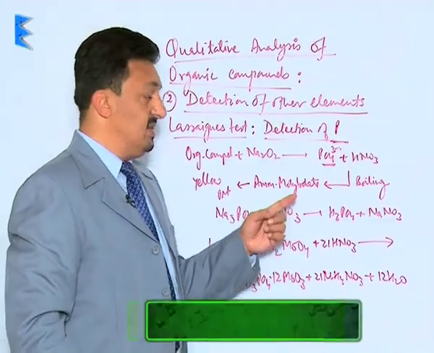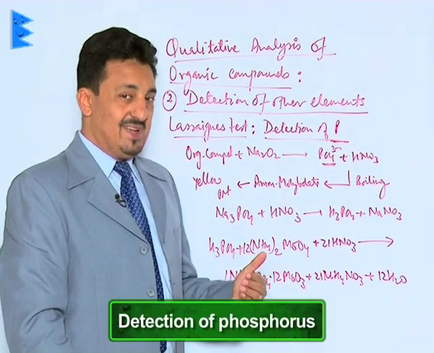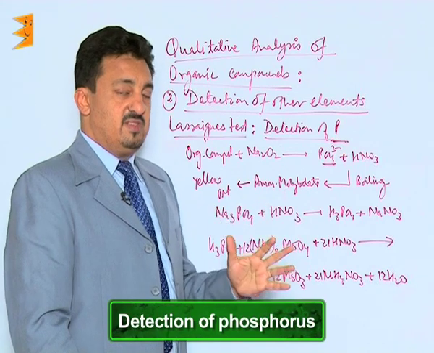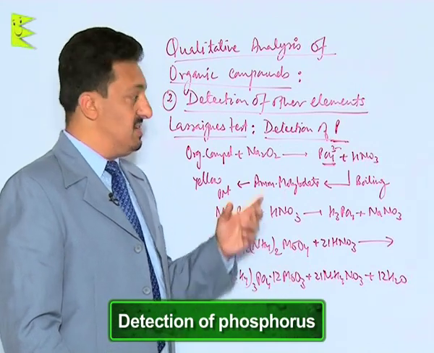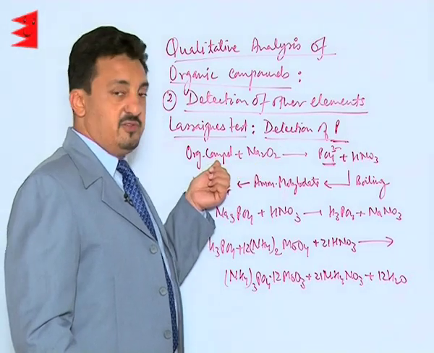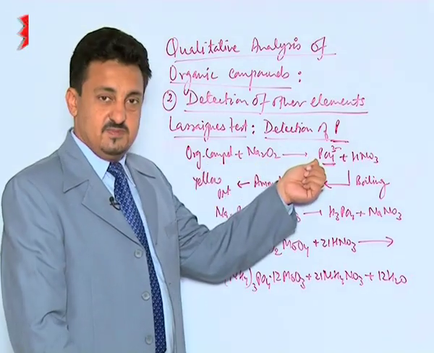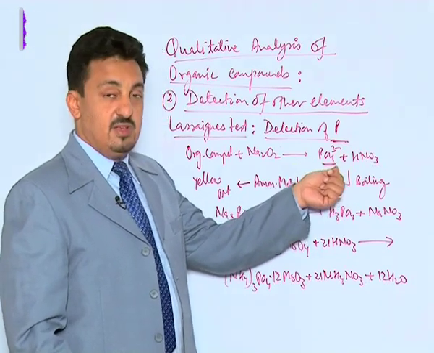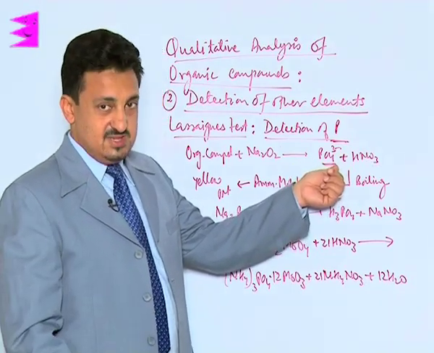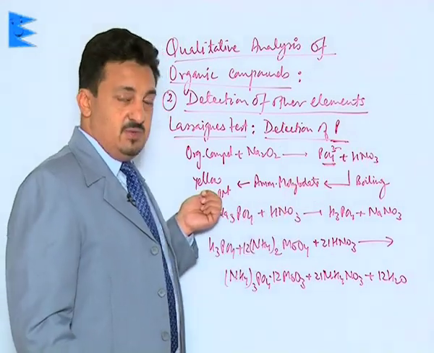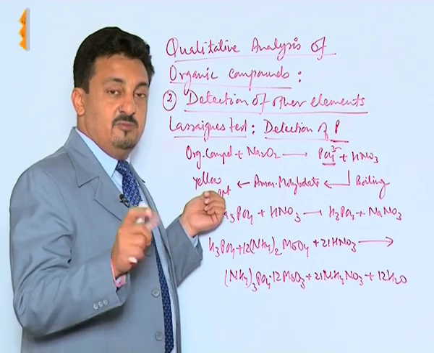Detection of phosphorus. Detection of phosphorus is done separately. It's not done by the lecithins test. What we do is that the organic compound is heated with sodium peroxide, the oxidizing agent, which oxidizes all the phosphorus of the organic compound to phosphate ion. Then the mixture is boiled with nitric acid, and then ammonium molybdate is added, which gives yellow precipitates. So once we get yellow precipitate, it confirms what?